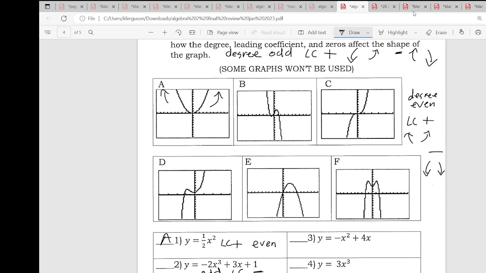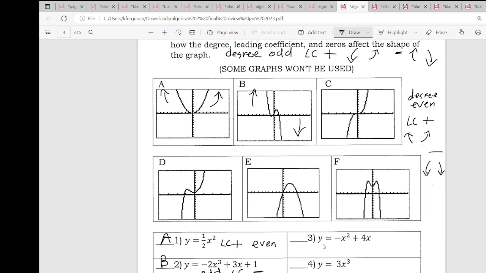Okay. So anyway, it starts up and then ends down. So I look at these graphs. I need one that starts up and goes down. B starts up and ends down, right? So that's B.